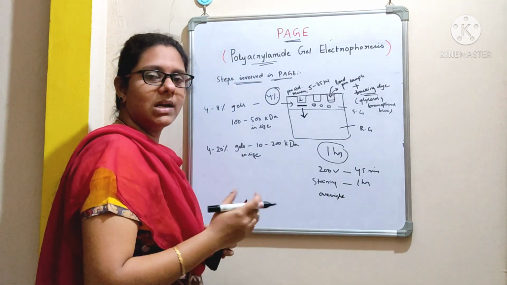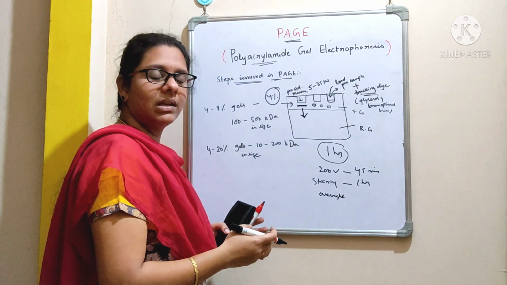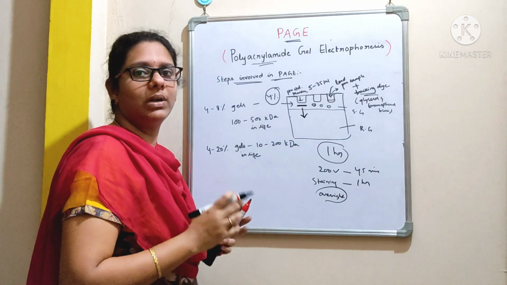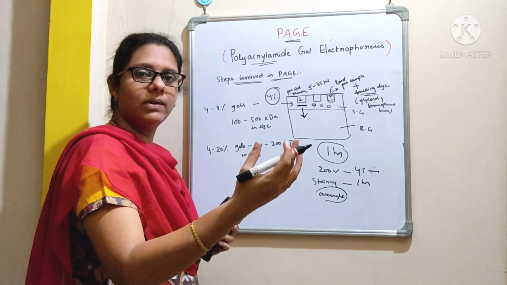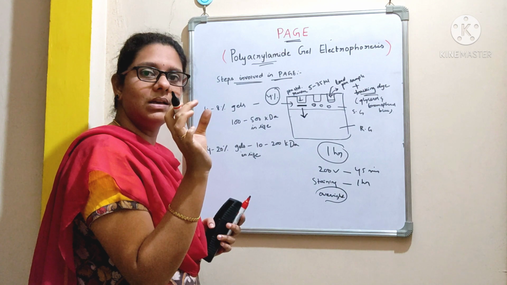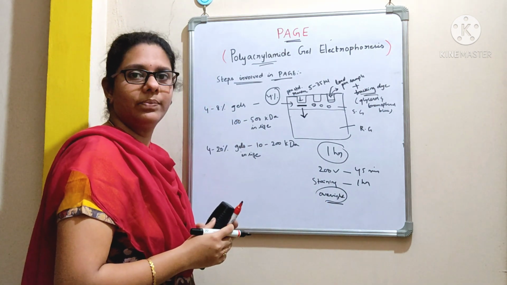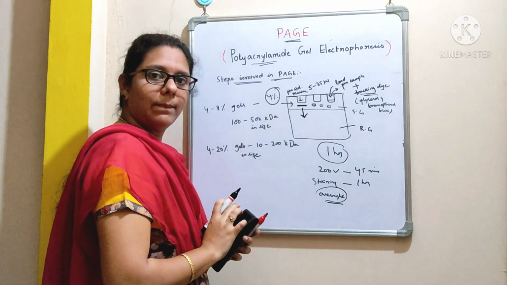Of course, you will get bands within 10 to 20 minutes of destaining, but it is recommended to go for the overnight destaining to get clear protein bands. So the background stain will be removed and you can clearly see the sharp protein bands if you go with the overnight destaining procedure. You are done with loading the samples.